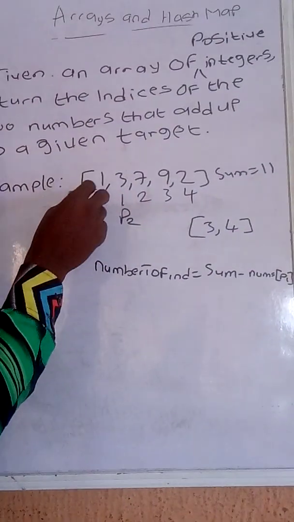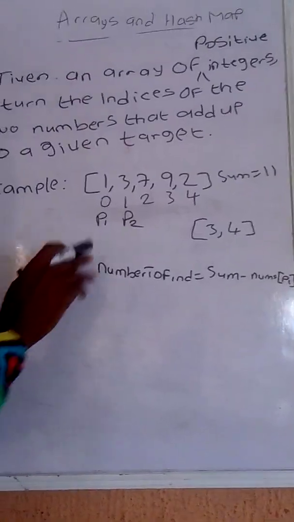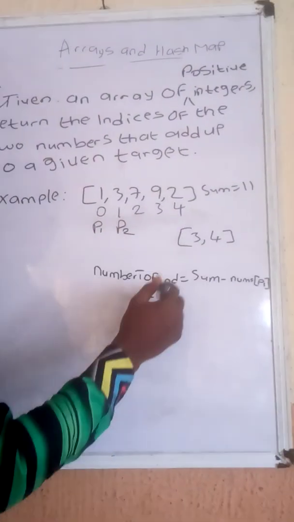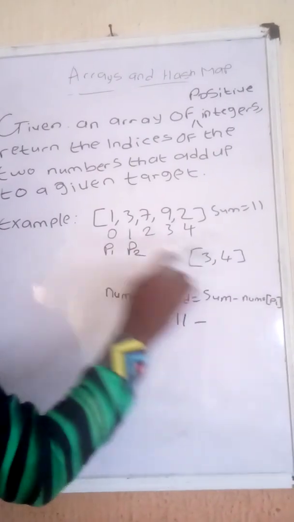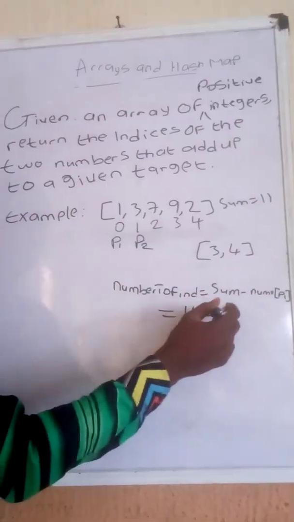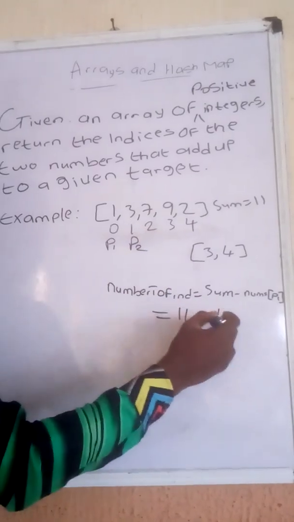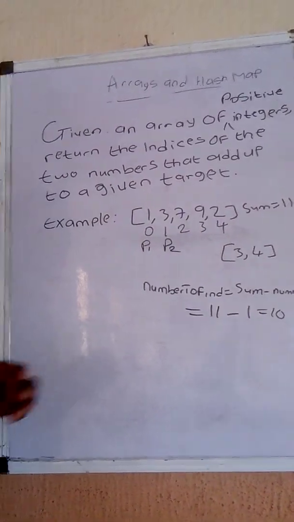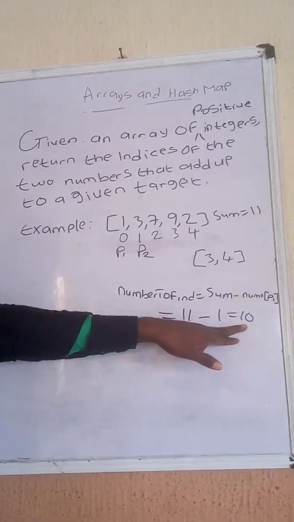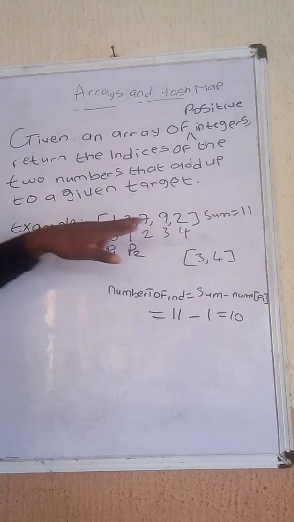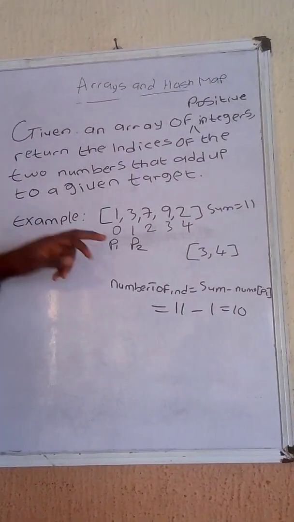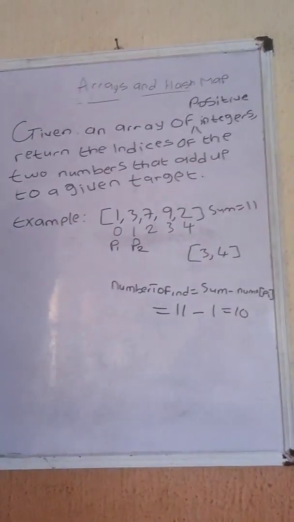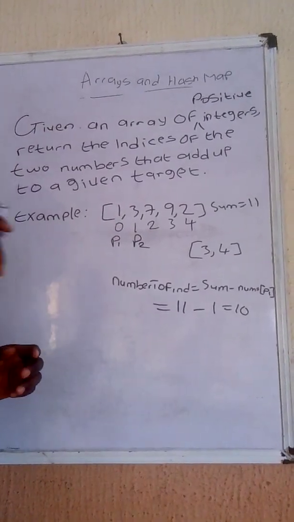When P1 is at 1, we want to calculate our number to find. Sum here is 11 minus nums at P1. The value at P1 here is 1, so 11 minus 1 is 10. Now we check, is this number to find we just got, which is 10, equal to nums at P2? We check, oh, it's not equal. So we move P1 and P2 forward by 1.